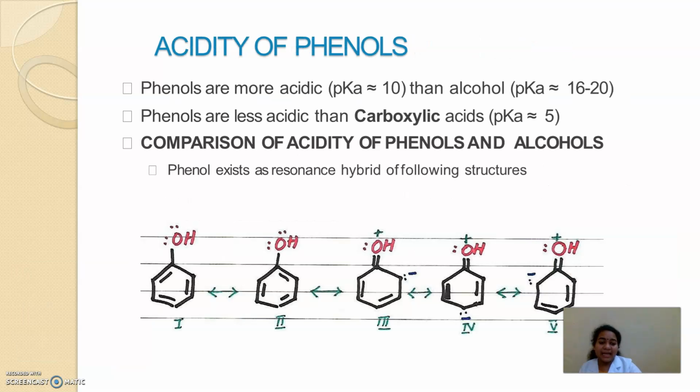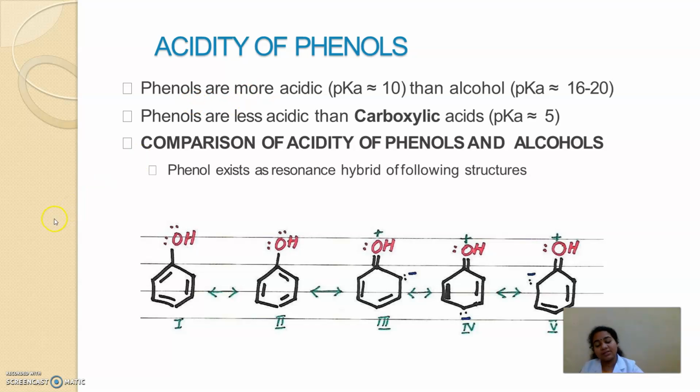They are acidic in nature, and we can discuss the acidity of phenols. Phenols are more acidic than alcohols, and phenols are less acidic than carboxylic acids. If we compare the acidity of phenols with alcohols, one of the reasons is that phenol can exist in different resonance structures.